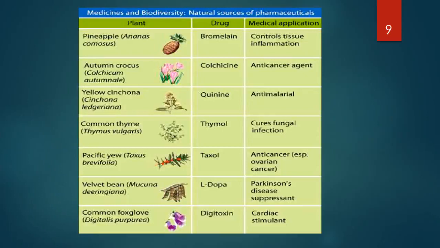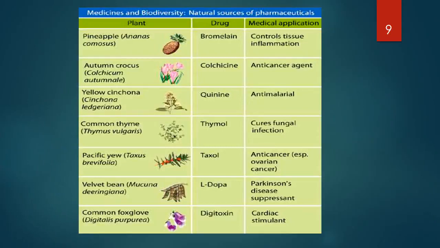There are some natural sources of pharmaceuticals, which means there is a relationship between medicines and biodiversity. There are some plants that have very important drugs and are used for the treatment of different diseases. Like first is the pineapple, and our drug bromelain, which is obtained from the pineapple and controls tissue inflammation.